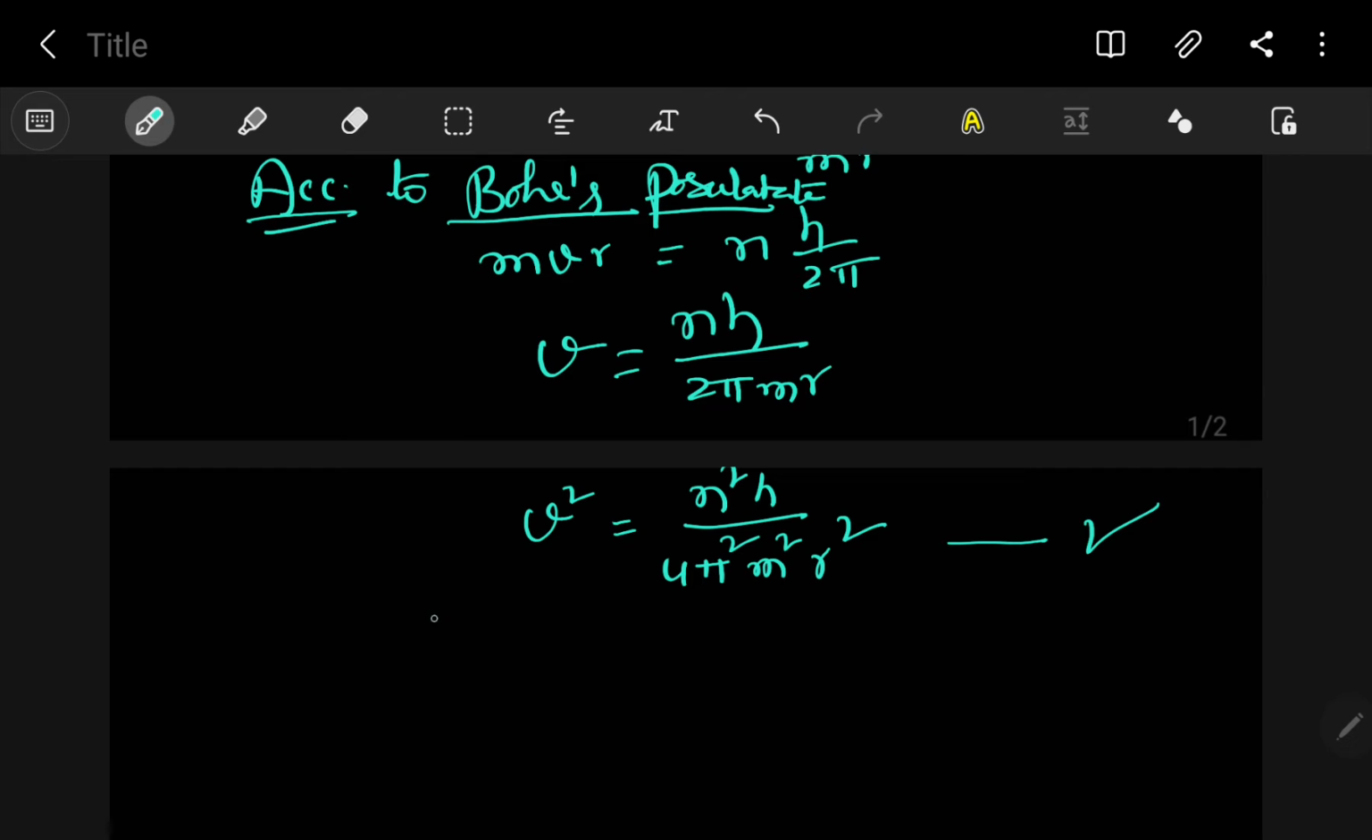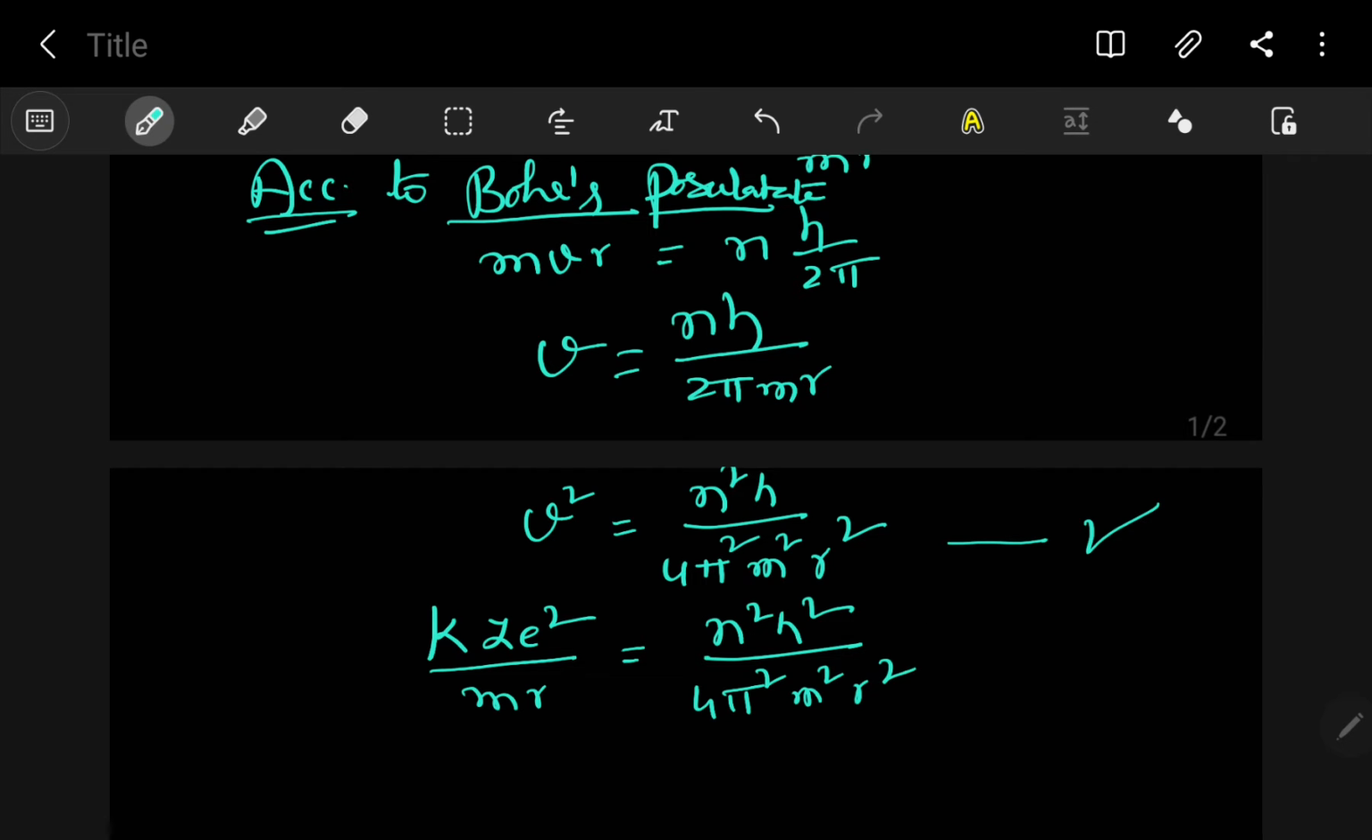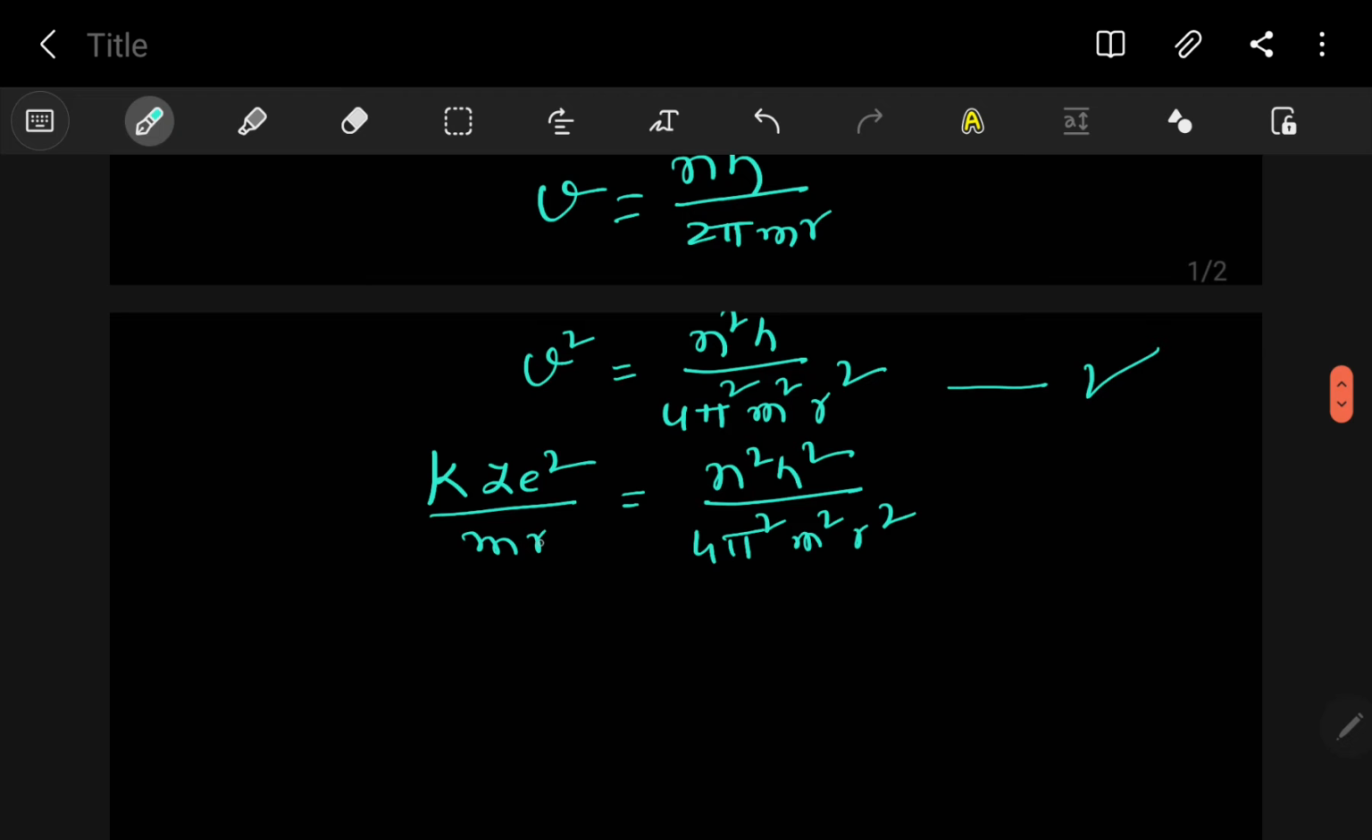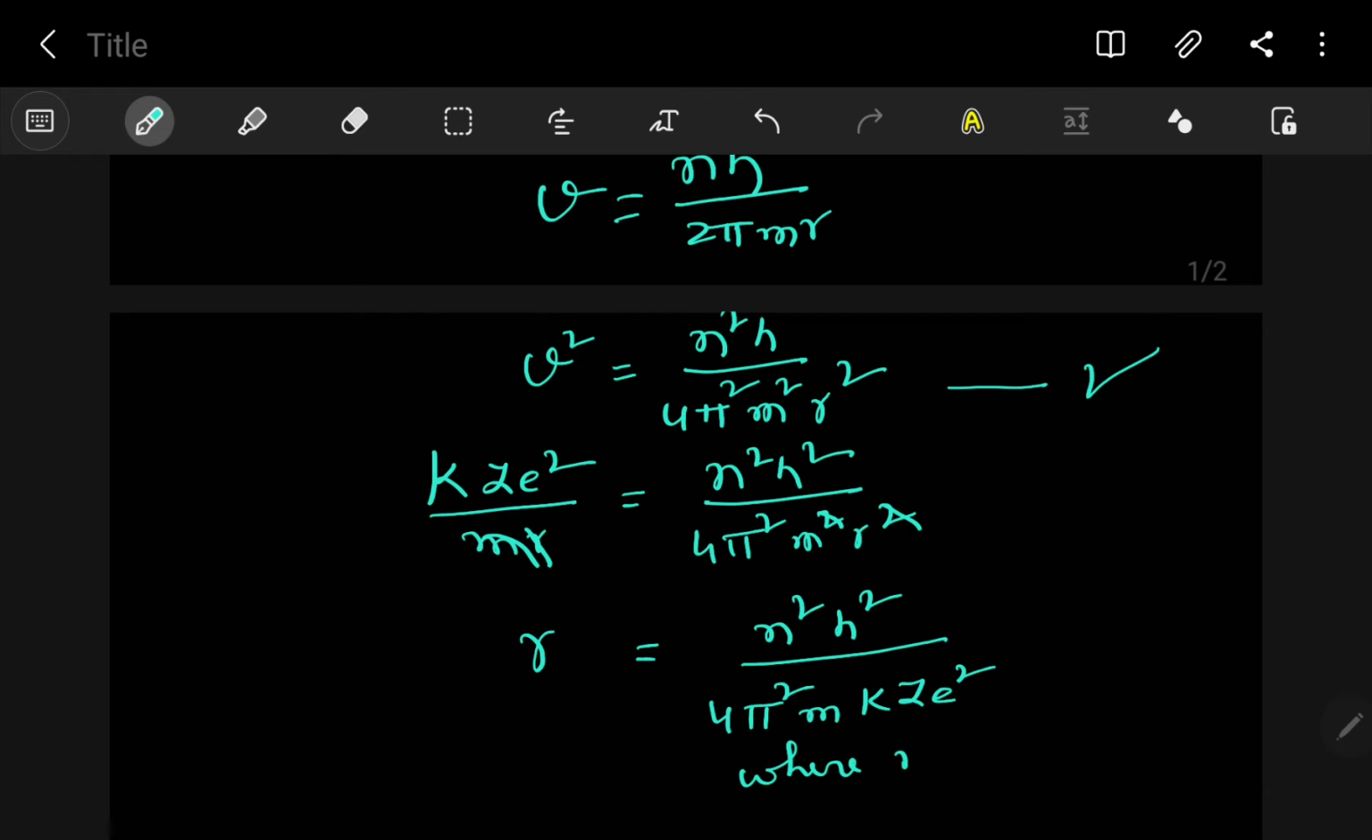K Ze square by mr is equal to n square h square by 4 pi square m square r square. Now what is the formula for r? This will get cancelled and m gets cancelled. Now r is equal to n square h square by 4 pi square m K Ze square, where n equals 1, 2, 3, etc.